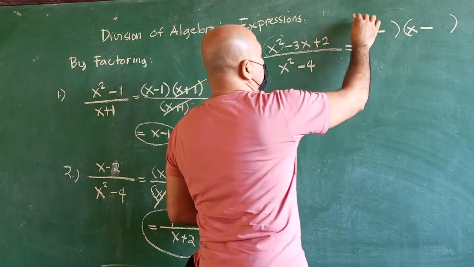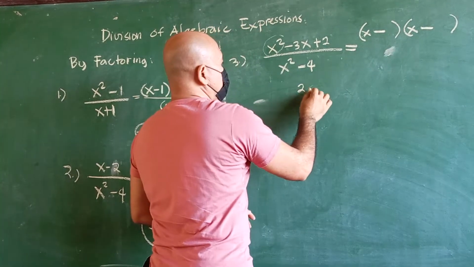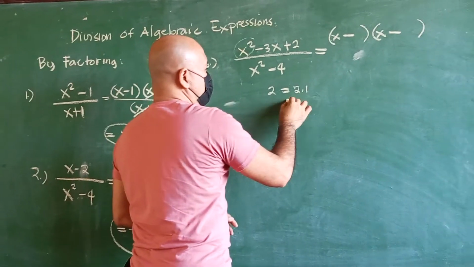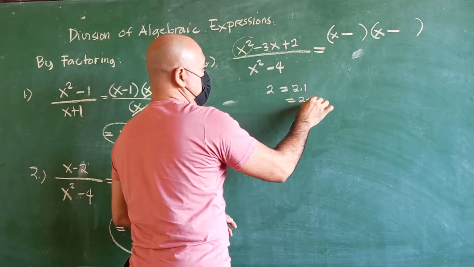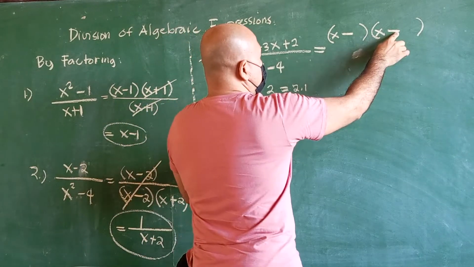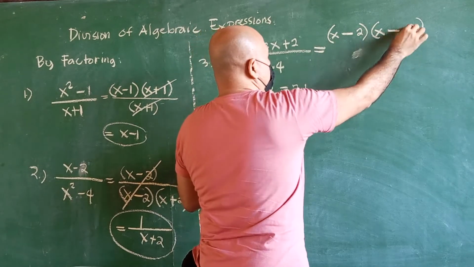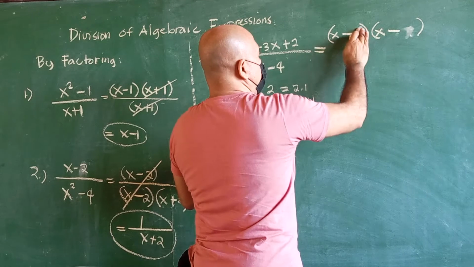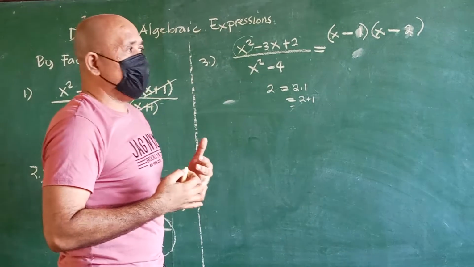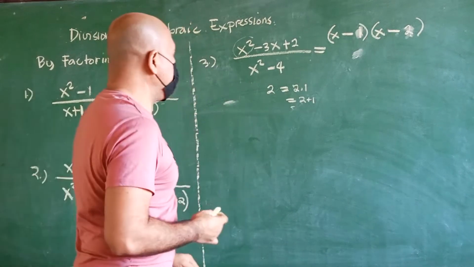And try to factor out 2. The factors of 2 that will give you the sum of 3 are 2 times 1, because when you add 2 plus 1, that is equal to 3. That means, since they have the same operations or signs, you can either place 2 here and 1 there, or maybe you can place 1 and 2. You can interchange the numbers since their signs or operations are the same.